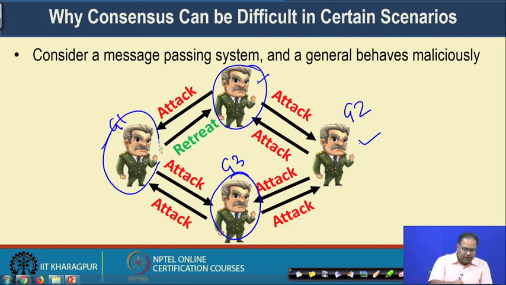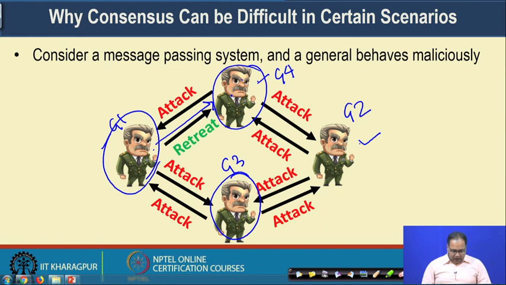But this particular general, say G1, is a malicious general, and he makes a malicious call. He makes a call to one general, say G4, and asks for retreat, whereas whenever he is making a call to general G3, he is saying attack. Now, in a completely distributed or decentralized environment, the generals may get confused. So, for example, whenever G1 is informing G4 to retreat, G4 can get confused about what he should do.